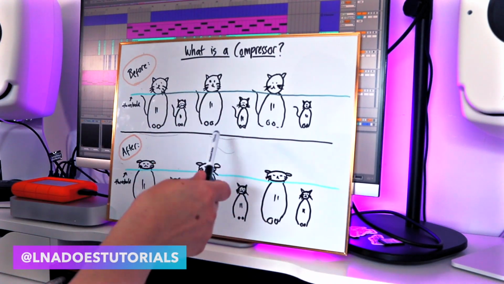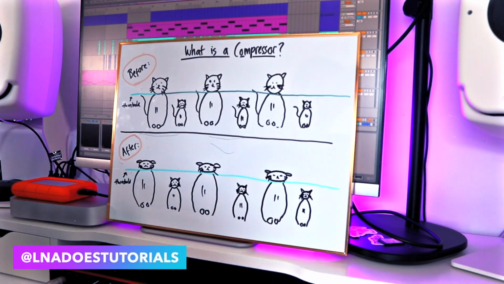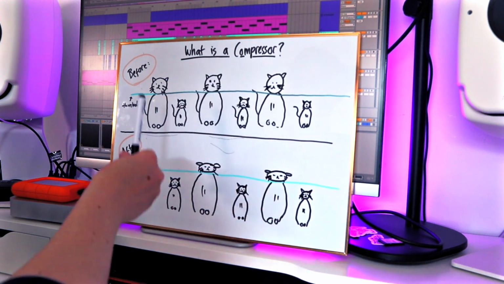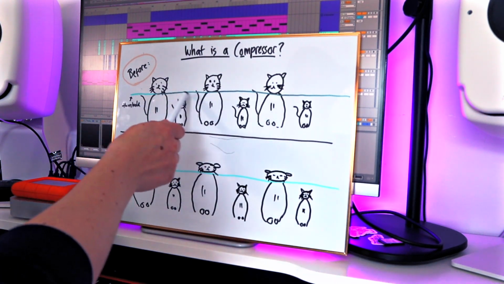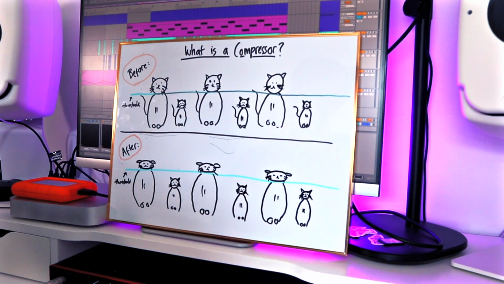Let's first talk about what is compression with cats, and then after that I'm going to show you some examples in a DAW. So here we have loud signals and quiet signals. So meow, meow, meow, meow, meow, meow. We're going to add a threshold here just to the neckline of the big cats.